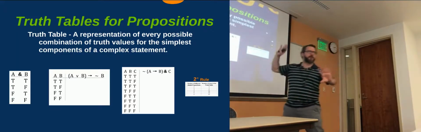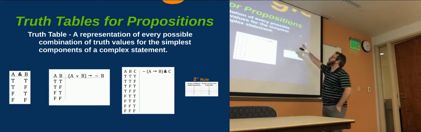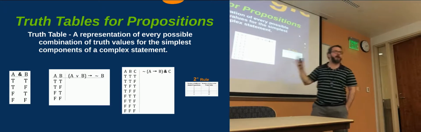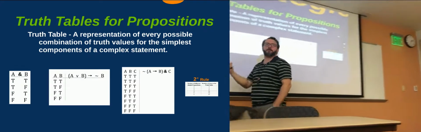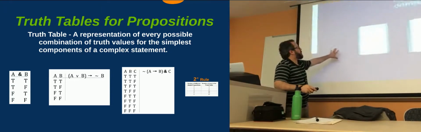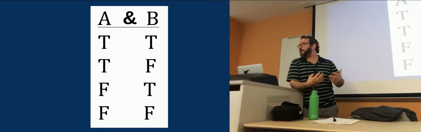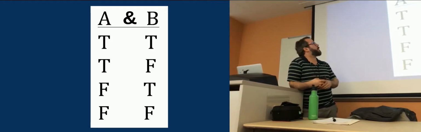a truth table, we've already seen truth tables. We've seen them in how we're defining our operators. A truth table is just a representation of every possible combination of truth values for all of the simple component propositions in a big complex proposition. So let's start over here. This is a complex proposition. It's not very complex. It's one of the simpler versions of a complex proposition that we could have.